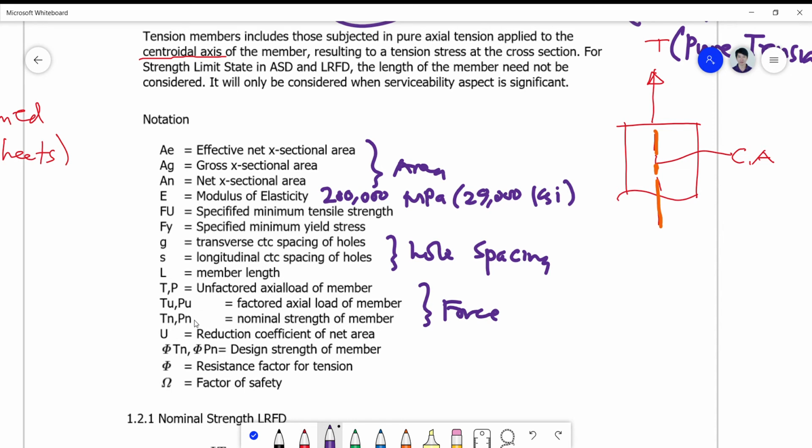Okay, factored and nominal. The capital U, on the other hand, is a reduction coefficient owing to the net area. I'll explain this to you later. And phi becomes the strength reduction coefficient, or resistance factor phi, for tension. And for ASD, you will be using omega for your factor of safety. So omega is normally used in ASD, and phi is normally used in LRFD.